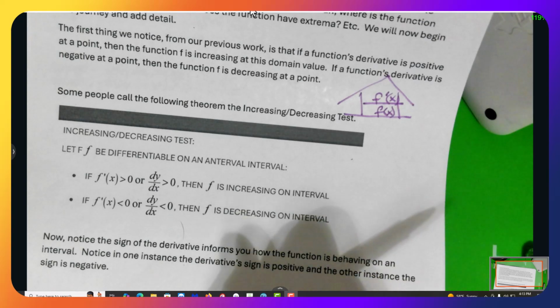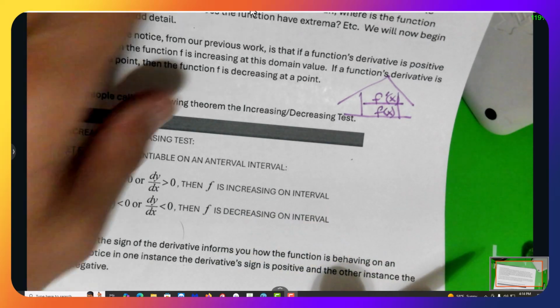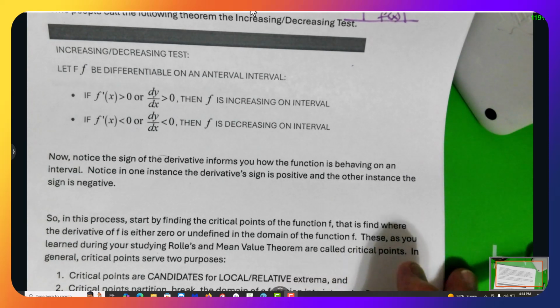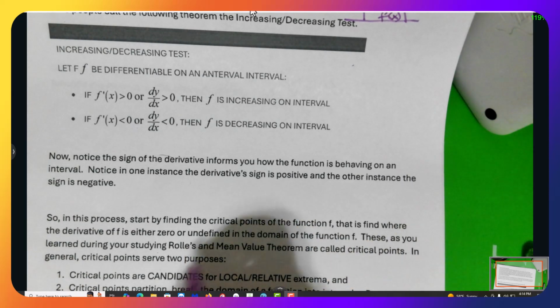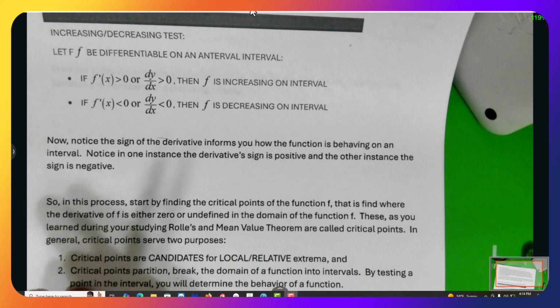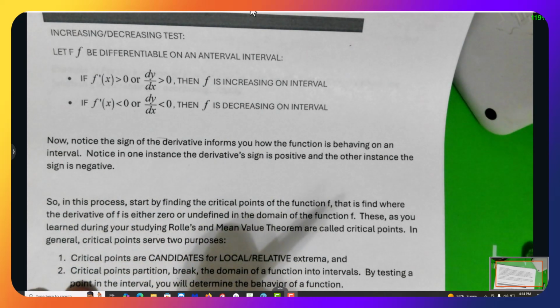Remember, a critical point is a point in the domain of a function where the derivative is 0 or the derivative does not exist. Critical points are candidates for relative extrema. A lot of people sometimes think they are local extrema, and they're not. They're candidates for local extrema. Quite often they will be, but not always.